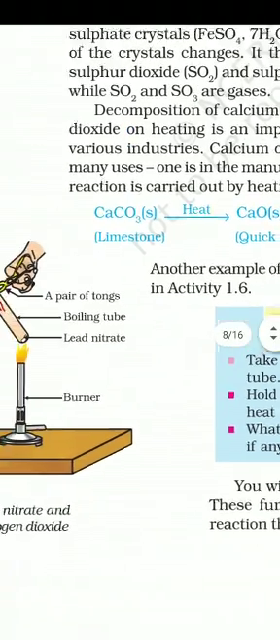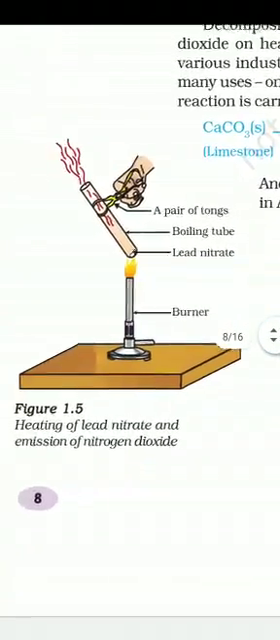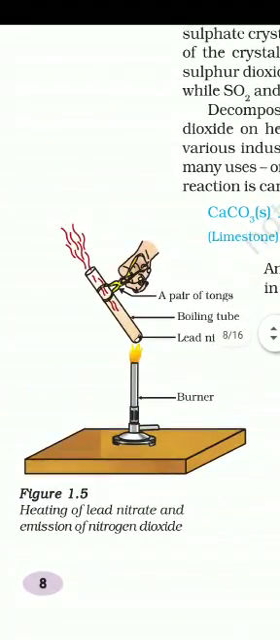Children, the same activity we have for thermolytic decomposition, but here we are going with another compound, lead nitrate. You can clearly see that from the test tube we have brown color fumes. In Figure 1.5, you can see that we have brown color fumes.